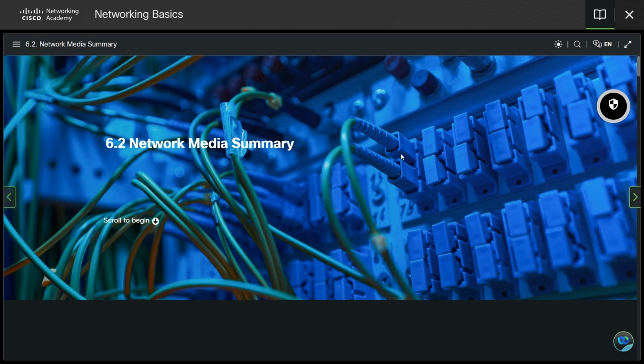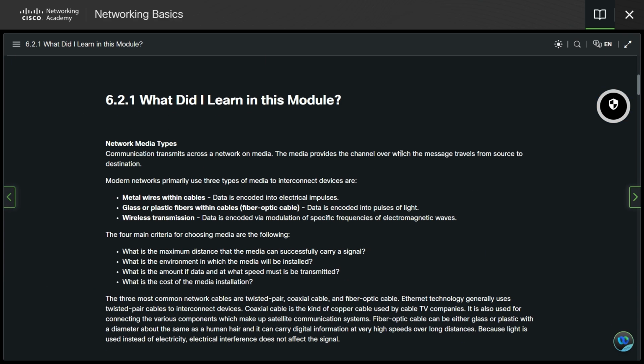The next point is the network media summary. What did I learn in this module? Network media types. Communication transmits across a network over media. The media provides the channel over which the message travels from source to destination.